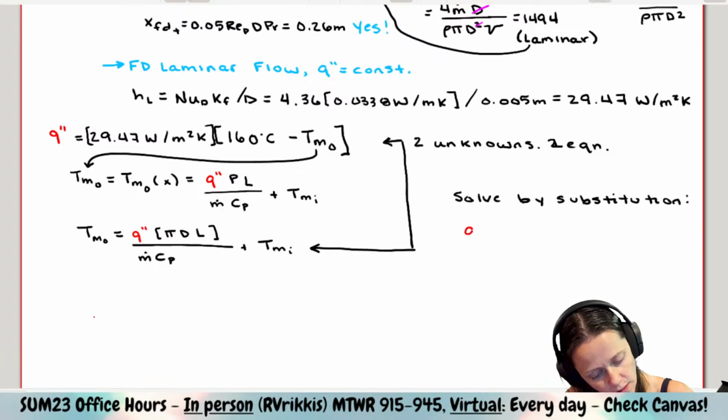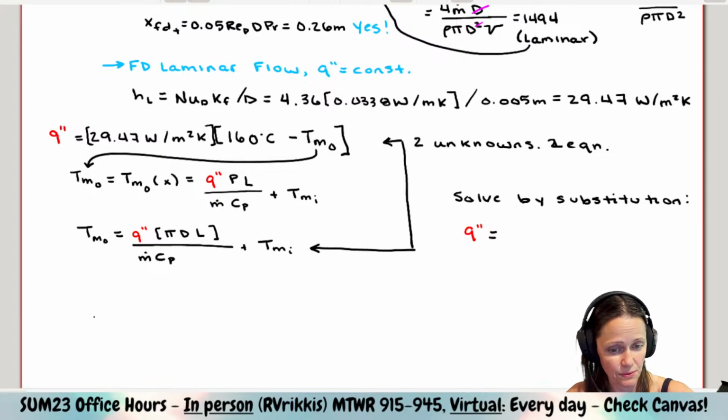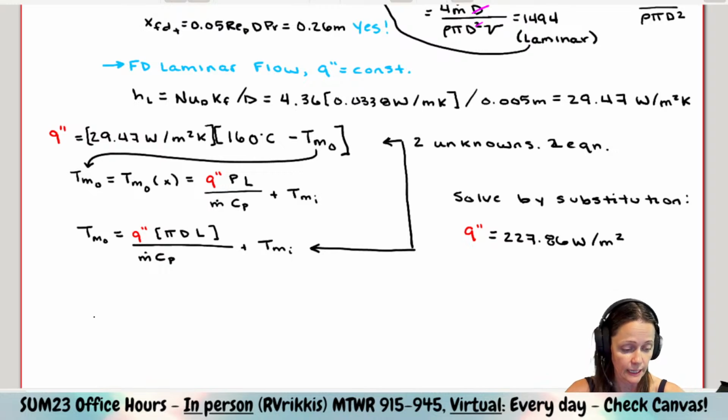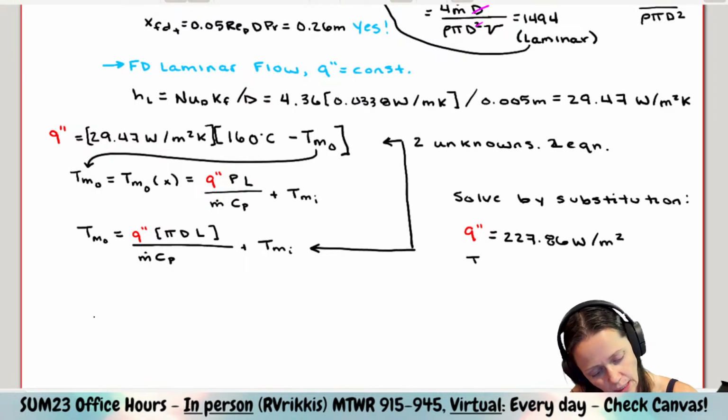I end up getting a surface heat flux of 227.86 watts per meter squared. That wasn't what I needed, but I'm going to use that to calculate Q. And then I also got the mean temperature at the outlet.